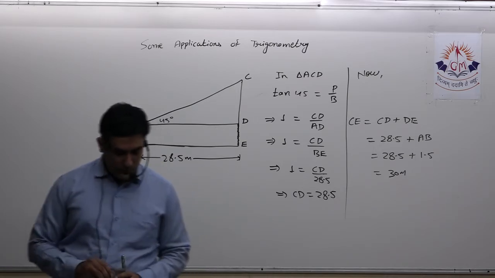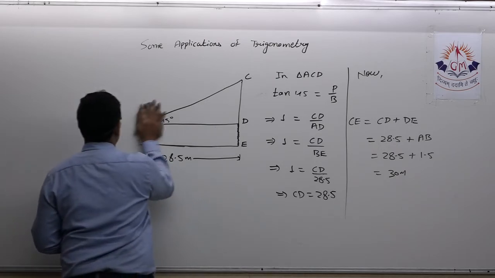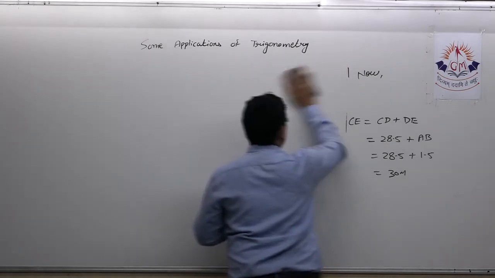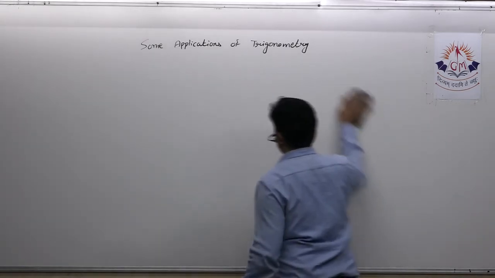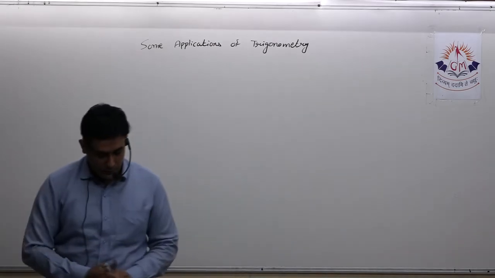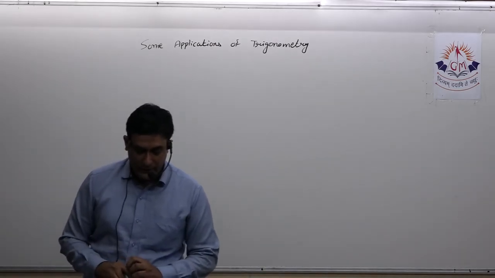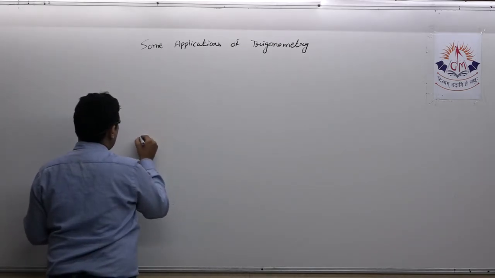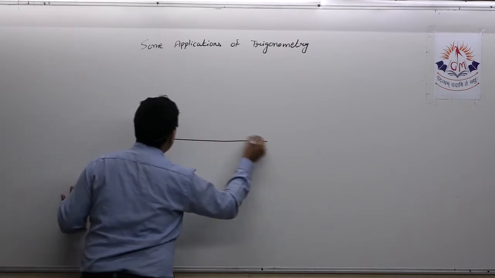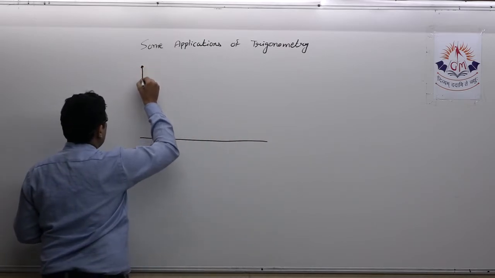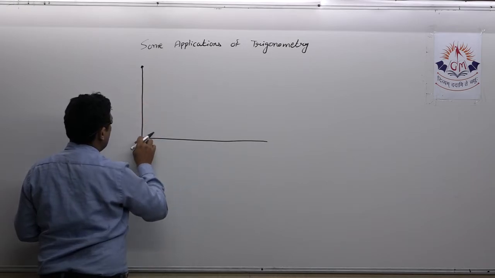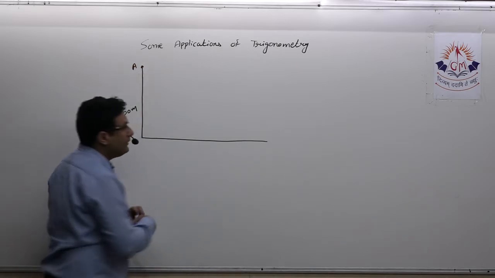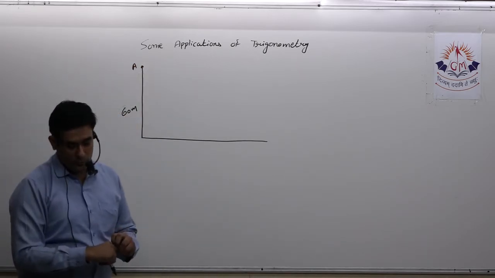Now next we will see question number 5. A kite is flying at a height of 60 meter above the ground. So first of all, this is the ground. Now I am considering this is the kite and it is 60 meter above the ground. That means this is 60 meter. A represents the kite which is 60 meter above the ground.